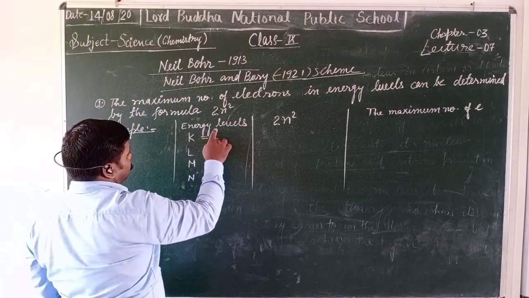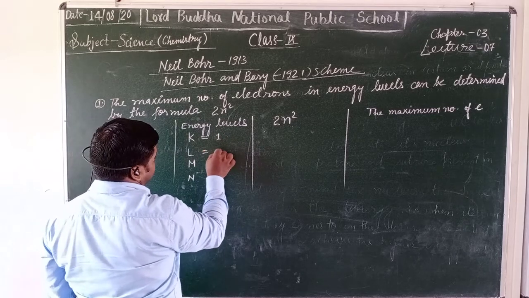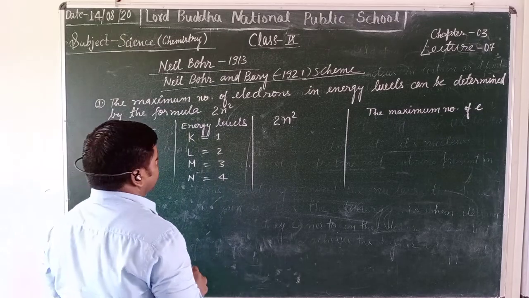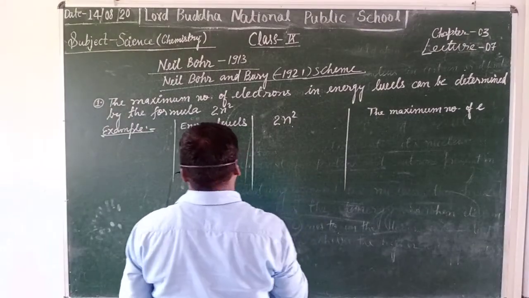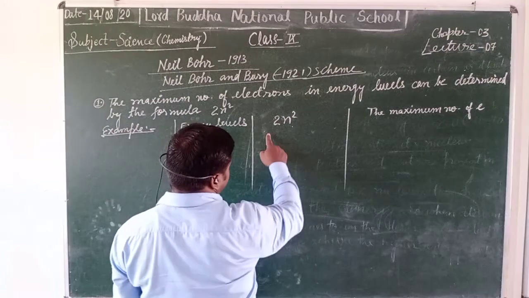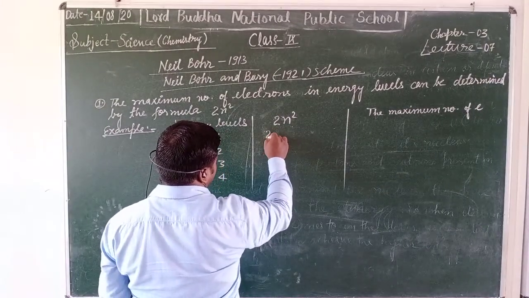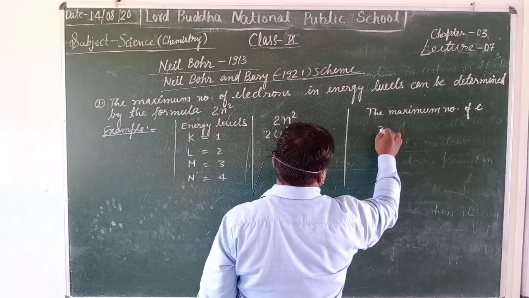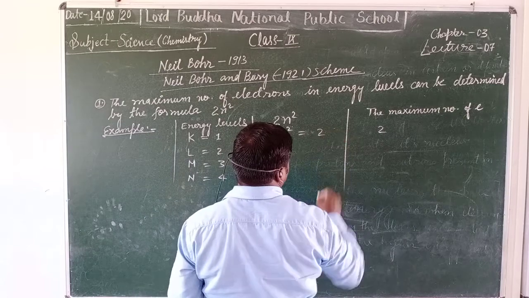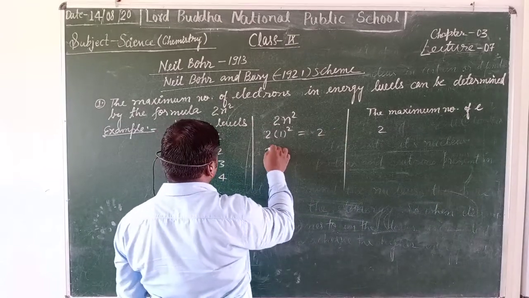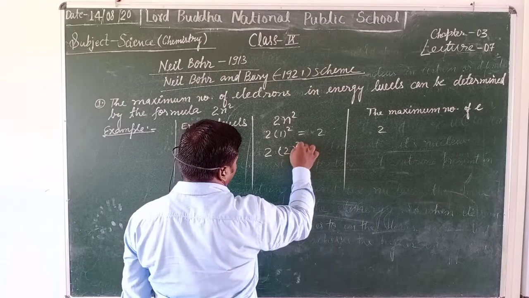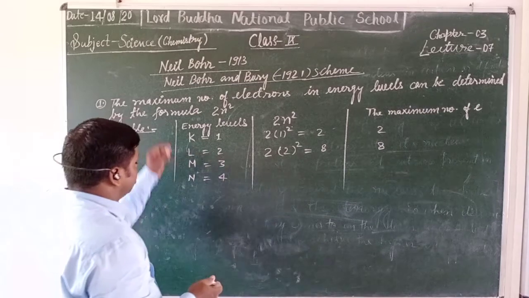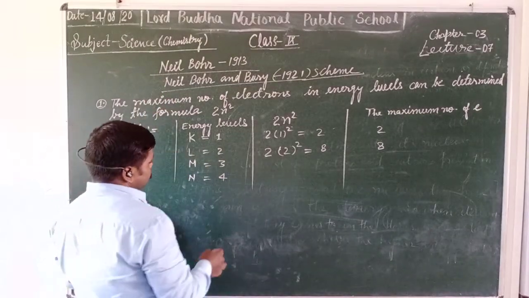The principal quantum number for the K cell is 1, then 2, this is the third cell and this is the fourth cell. Now when I compare these numbers with this formula, here I obtained 2 electrons for the first, and for the second, 2 into 2 square, 2 squared is 4, 4 times 2 is 8. The maximum number of electrons in the L cell is 8 electrons.